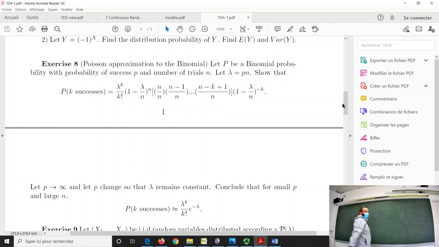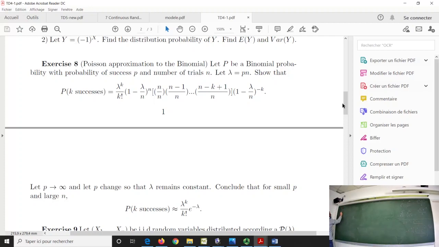I repeat that you just have to write what is the definition of a binomial. And from this definition, try to express the probability that a binomial is equal to k with this form here, using the fact that lambda is defined to be p times n. Okay? So it's exercise 8.